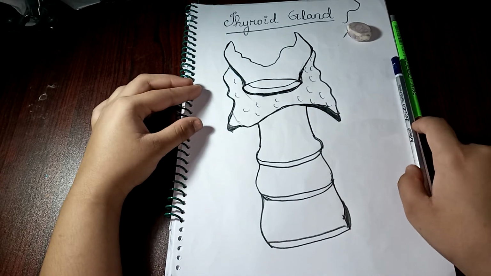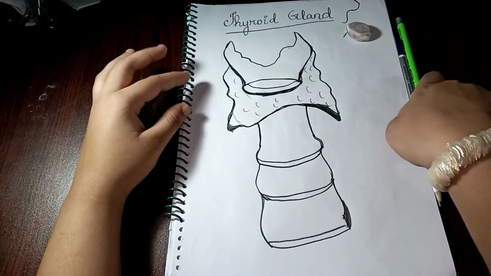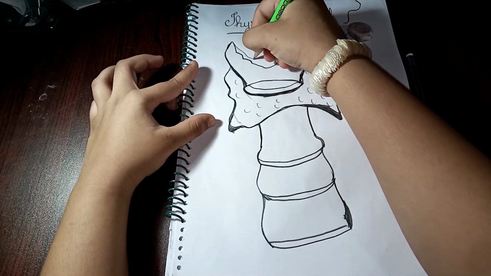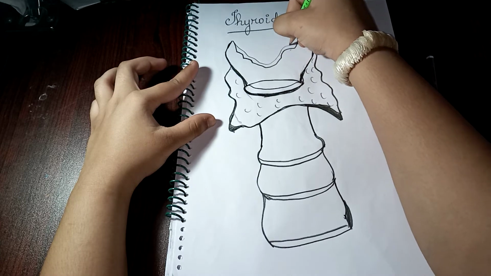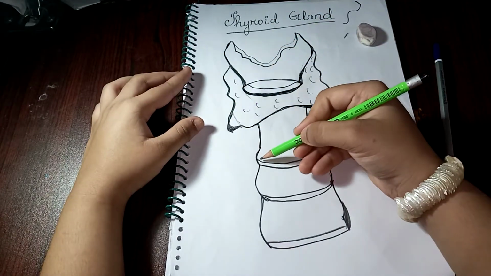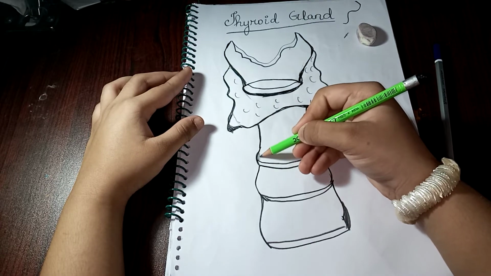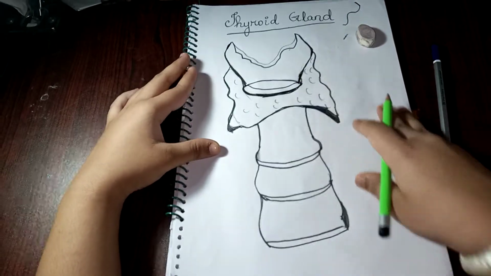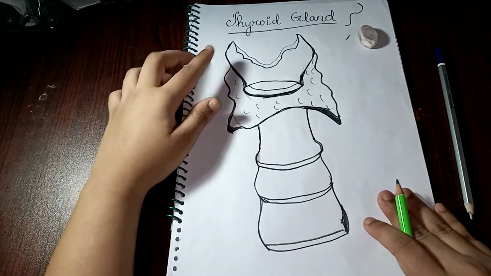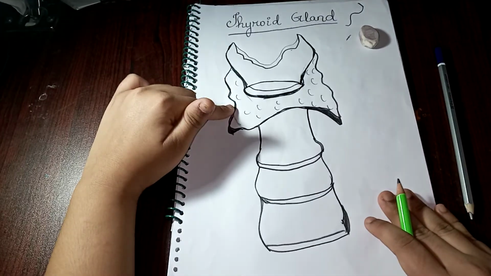Now we are going to label it up. So before labeling, you can make it like this also. Outer covering to the larynx, our vocal cord. So you can see our diagram has justified it. So this is what a thyroid gland looks like.